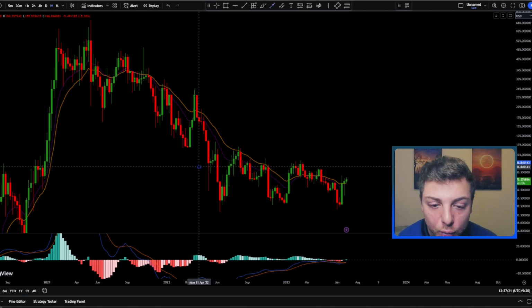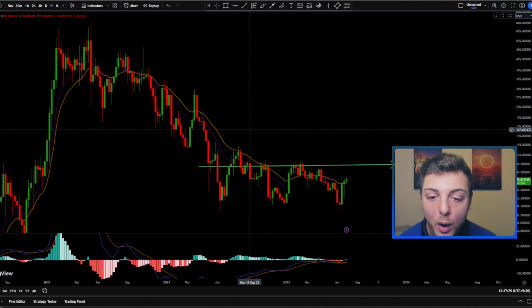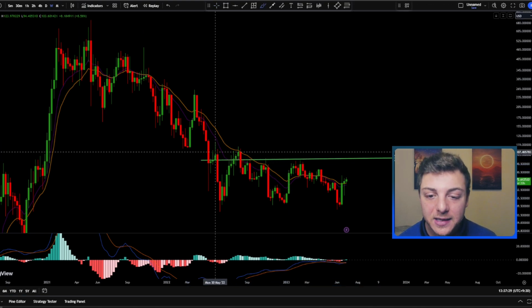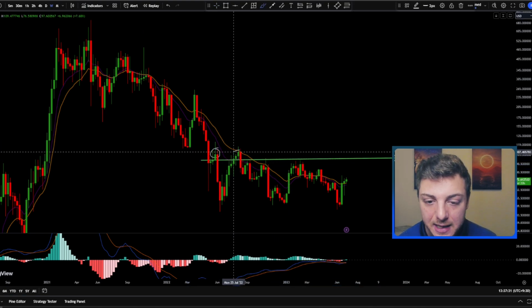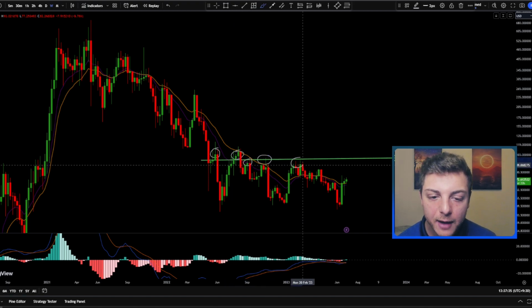The ideal level that I really want to see would actually be a break above this level, because we could then move slightly higher. In this area, we're having a lot of resistance. There's resistance in this area, resistance again, and resistance again.